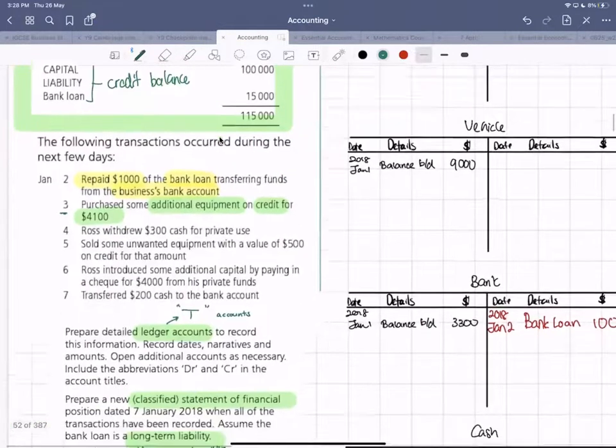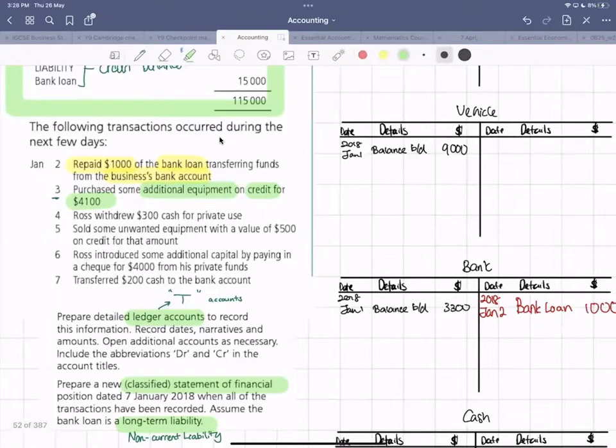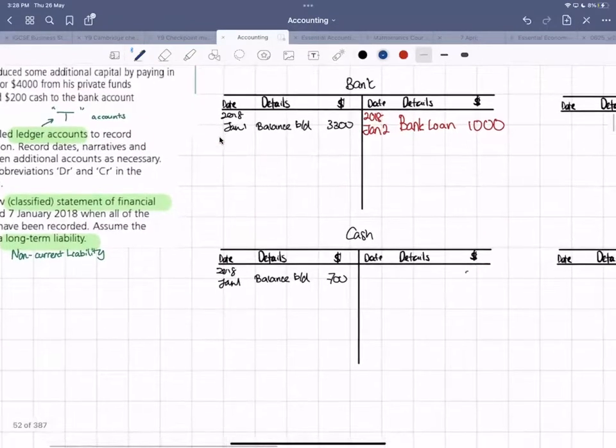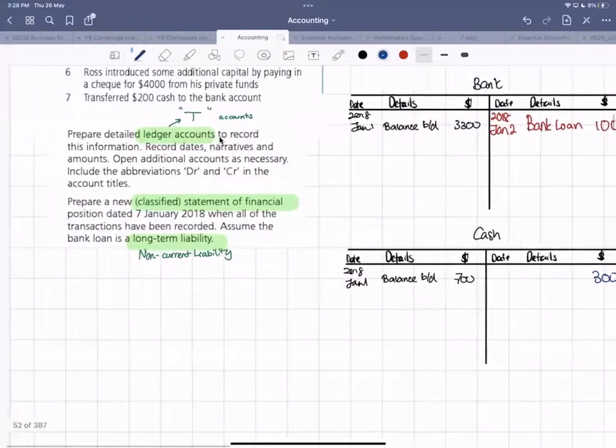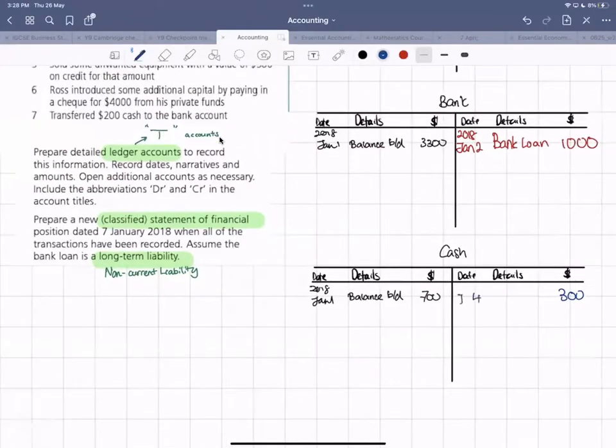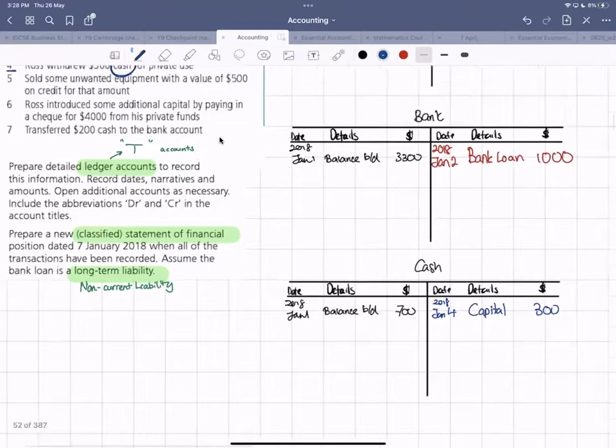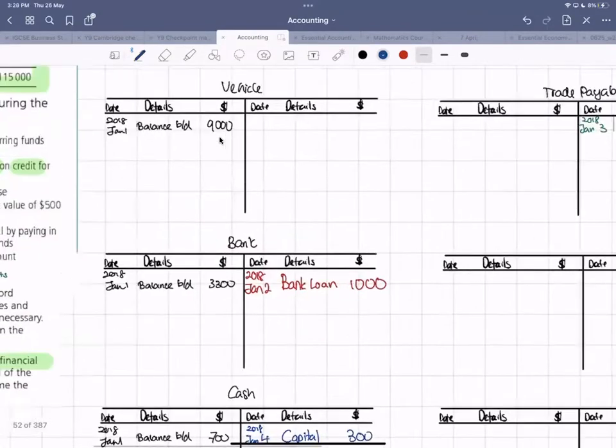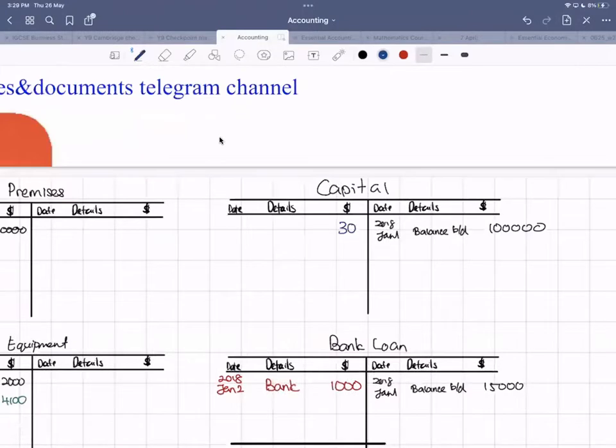Okay, next one. Ross withdrew $300 cash for private use. So let's change the color to another color. Let's put it blue in color. Withdrew cash. So cash needs to go out $300. And the date would be on the 4th of January. Okay, we don't have a drawings account yet because we have not learned it. So we're going to just put it into our capital account. So it means that we take out some of the capital money and withdraw it out of the business. So we're going to debit capital 300 here and write cash, January 4th, 2018.